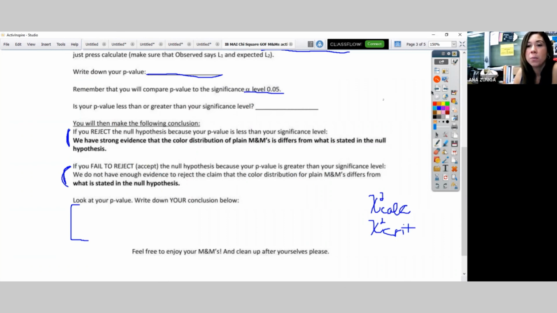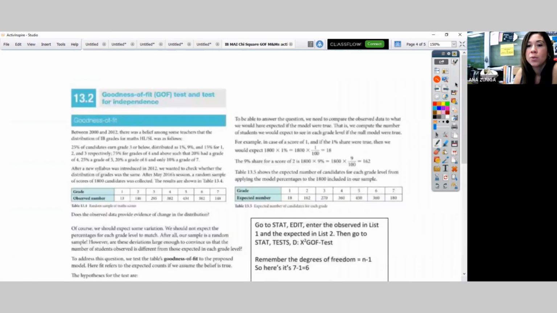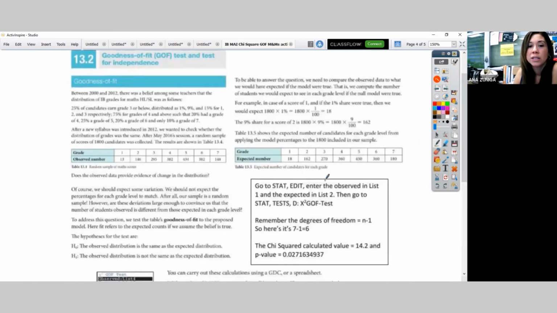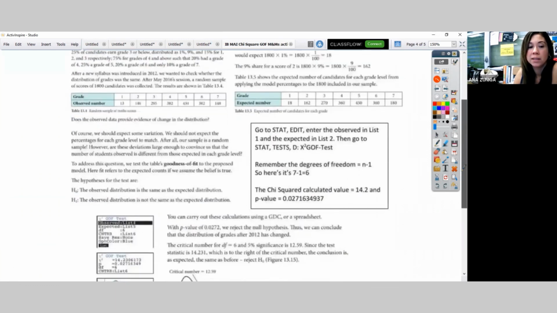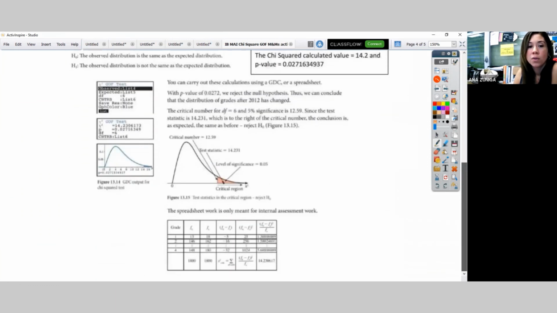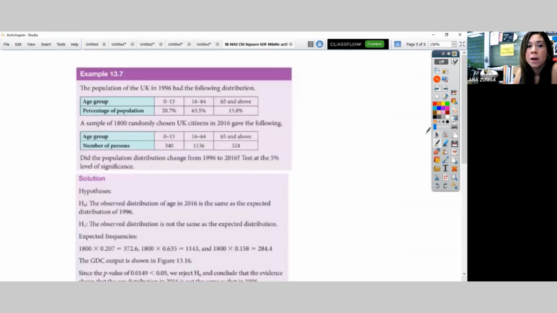And then you have a few problems that I want you to practice doing exactly the same thing, which is figuring out whether or not you're going to accept the null hypothesis or reject the null hypothesis for the chi-square goodness of fit.